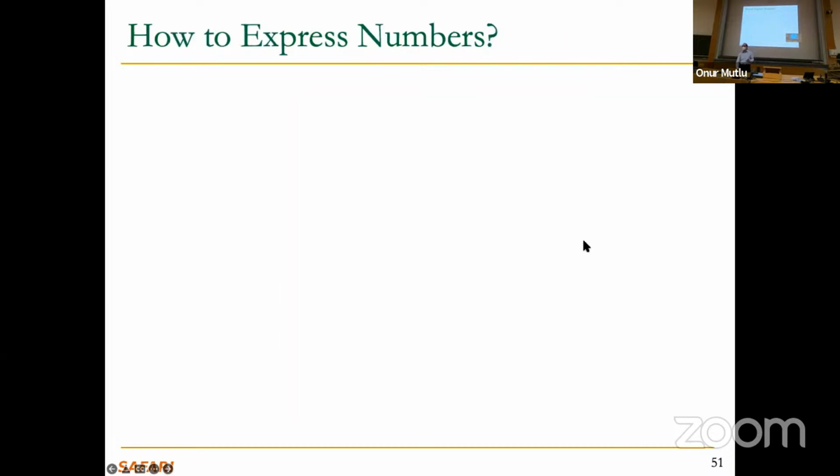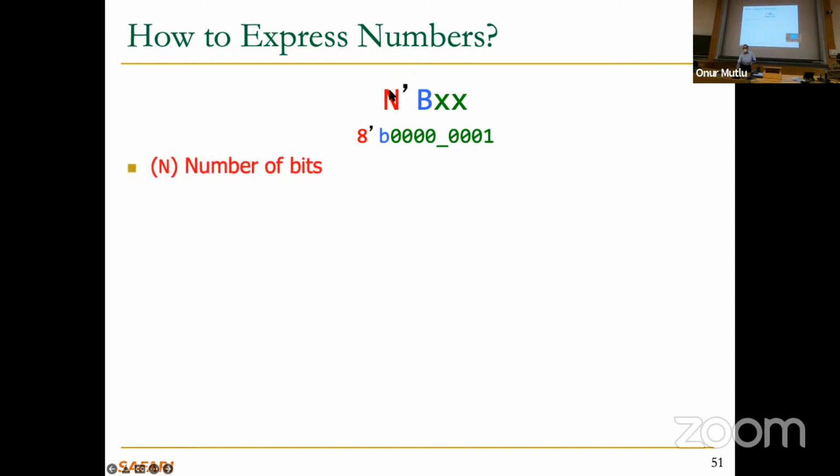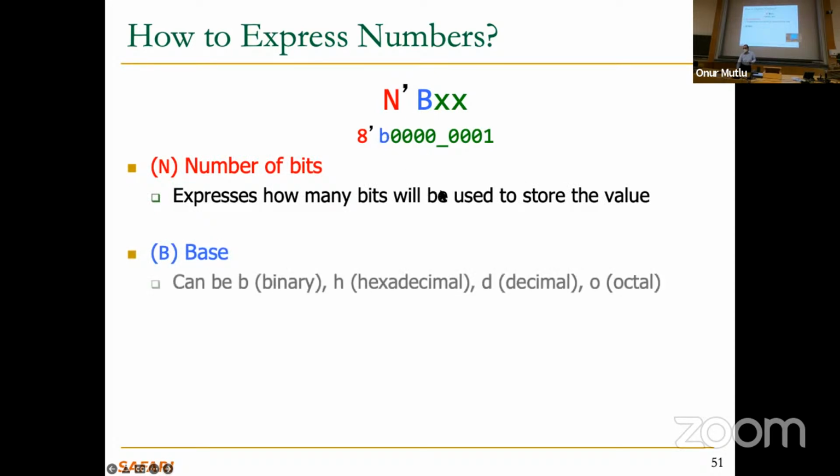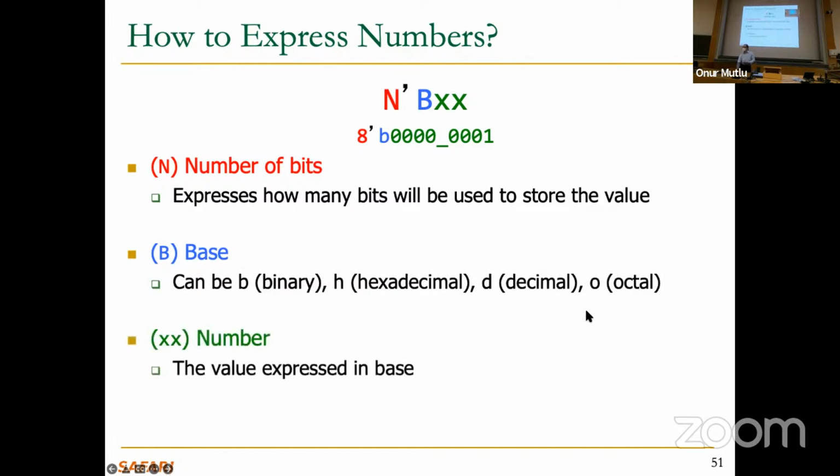How to express numbers, some more basics very quickly. This is one way of expressing an 8-bit value, for example. Usually any number is expressed this way. N specifies the number of bits. B specifies a base. In this case, it's binary, as you can see. And there are multiple others that are supported in Verilog. And this is the number, obviously, right? Hopefully this is obvious. And we've already seen examples, actually.